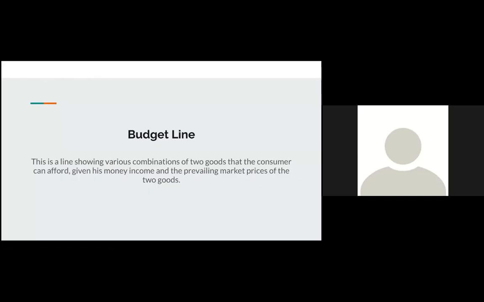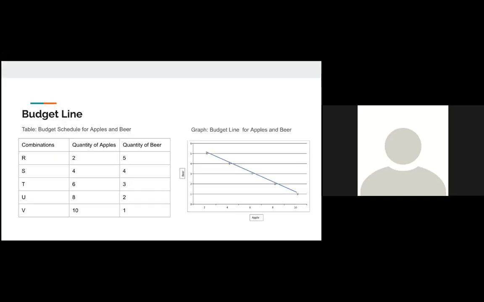Let's look at your budget line. What this budget line does is show you the different combinations of two goods that a consumer can afford, given their income, given their salary, and the prices for the two goods. So again, here we're looking at apples and beer. If I earn, let's say, 20,000 Naira a month, with my 20,000 Naira, I can buy 2 apples and 5 bottles of beer. That is one bundle of goods that I can buy.